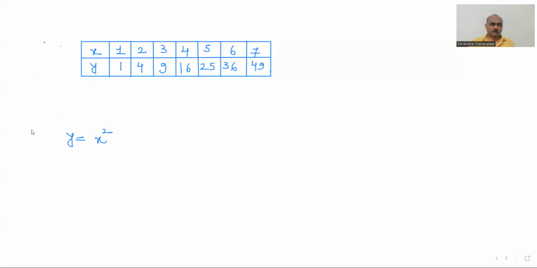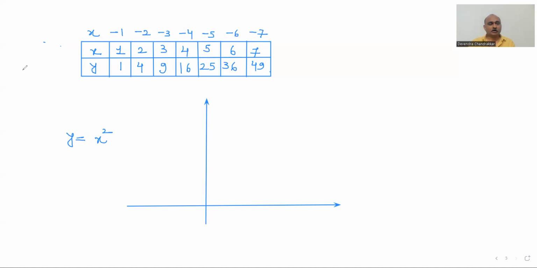If you plot this graph, just pay attention. For the same values of x, when x is -1, then also the values remain the same. -2, -3, -5, -6, -7. For all these values of x, then also y is the same. Yes or no? Because what is the square of a negative? Positive. It is positive. Okay.